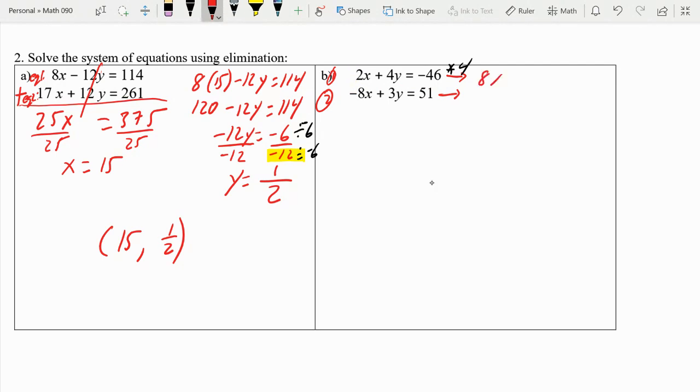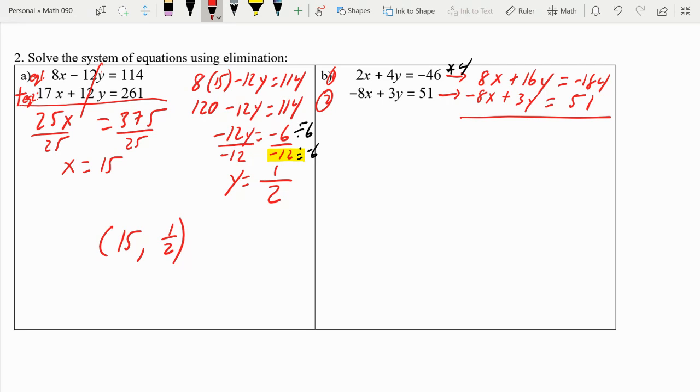So I end up with 8x plus 16y is equal to, whatever negative 46 times 4 is. What was that? Negative 184. So I multiply everything by 4. And then this other one, do I need to multiply by anything? Nope. I'm going to leave it alone. I'm just going to drag that one across.